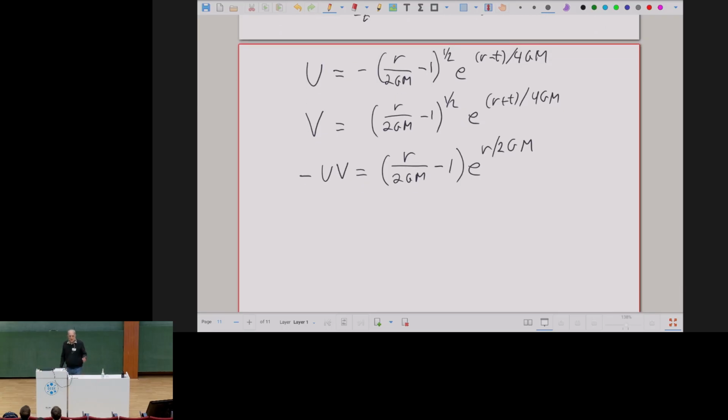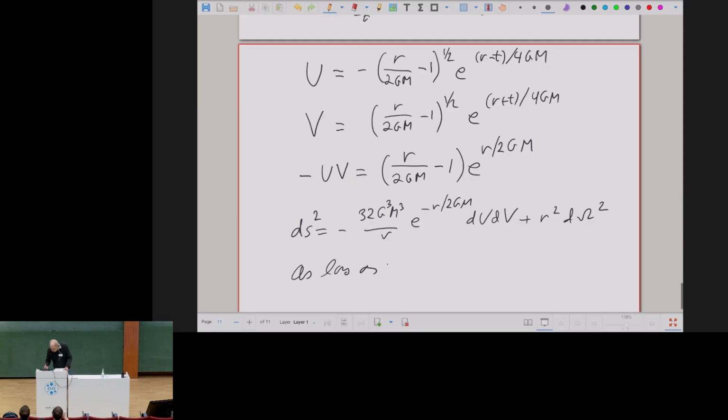Well, I don't remember what I said exactly. But anyway, the function of r on the right-hand side is monotonic. So in terms of these coordinates, the metric takes a simple form, which I actually also wrote the other day. What's important about this is that as long as r is greater than 0, this is all perfectly good.